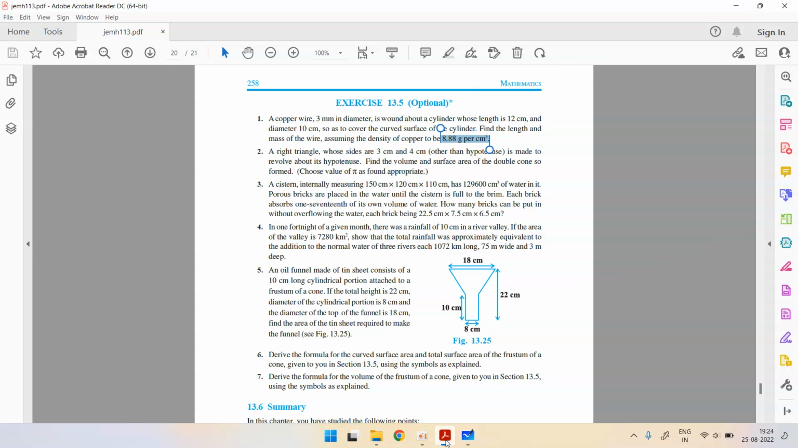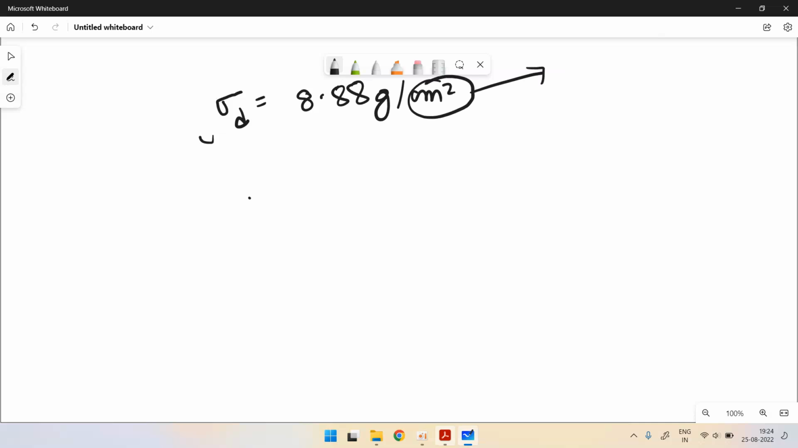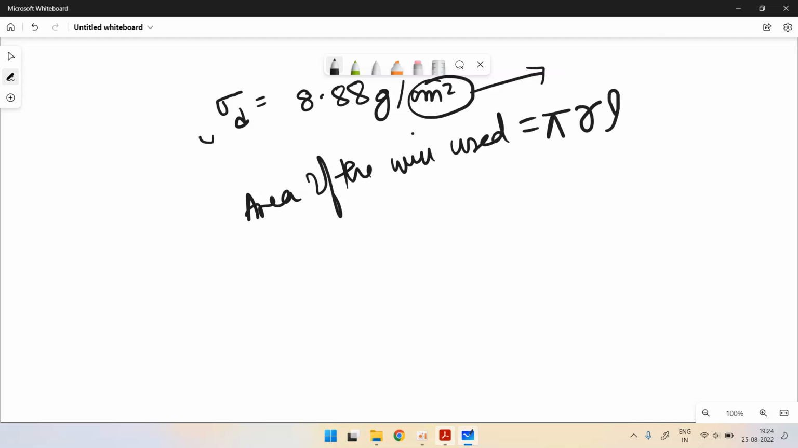Now it is given that the density of copper is 8.88 gram per centimeter cube. Let us denote the density as rho. The density of this wire is 8.88 gram per centimeter cube. Since this is a cube unit, you need to calculate the volume of the wire. The wire is cylindrical, so pi r square into capital L, where L is the total length of the wire, r is the radius of the wire, and pi is a constant.